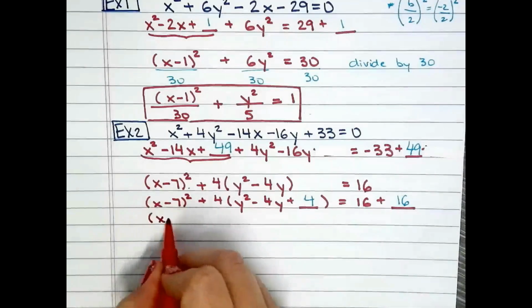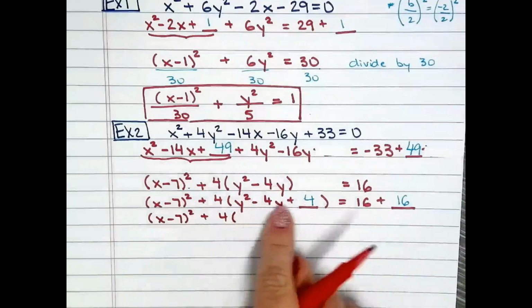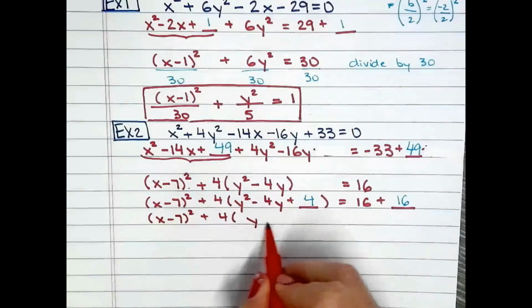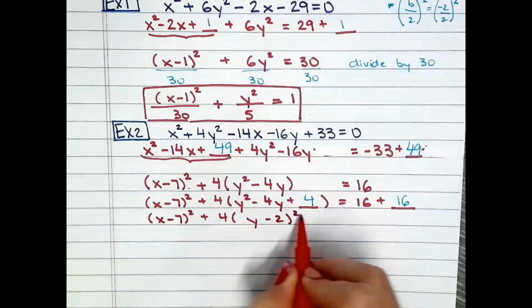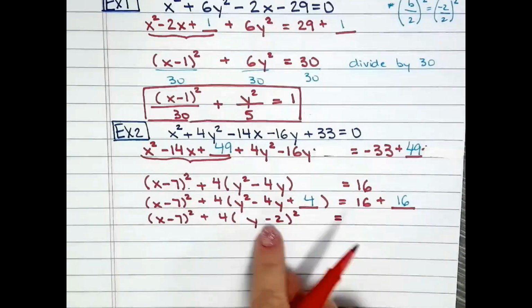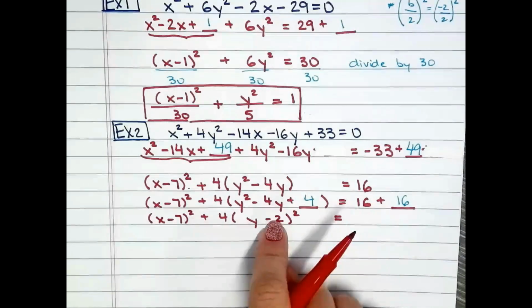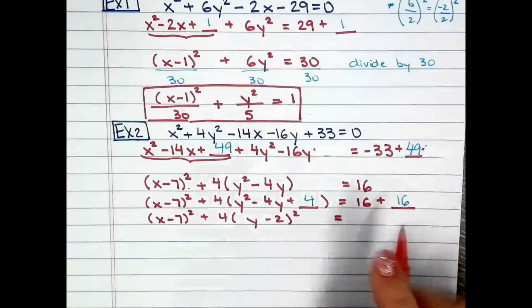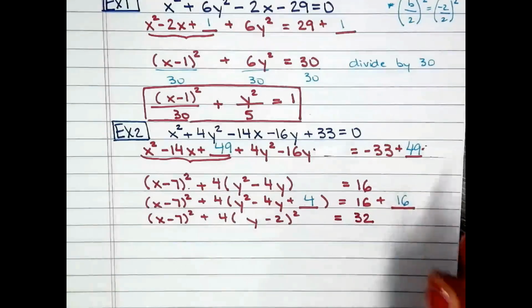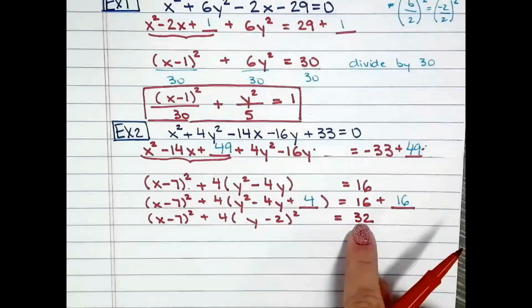So x minus 7 squared plus 4. Now you factor y minus 2 squared. Yeah, two numbers that multiply to 4, same two numbers that add up to negative 4. Or just half of b, right there. So here we have 32. We're still not done, because we need this to equal 1.